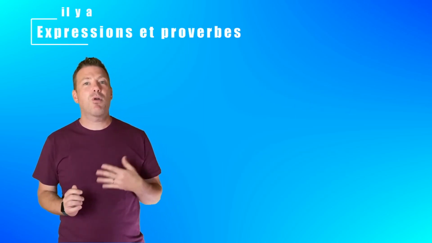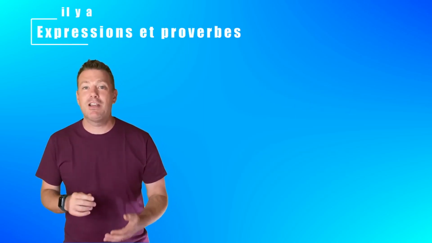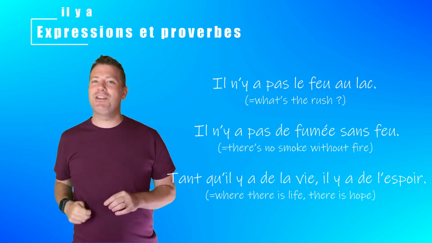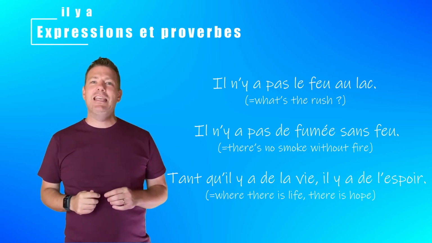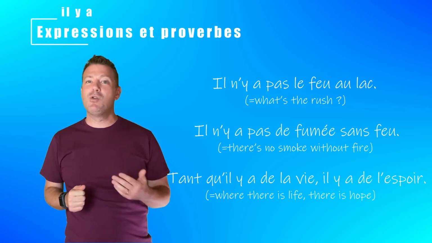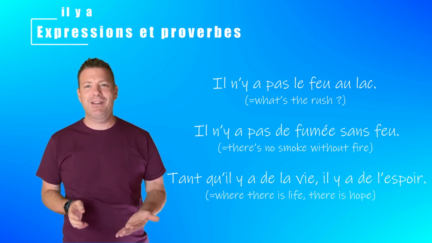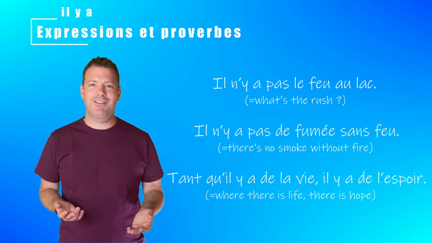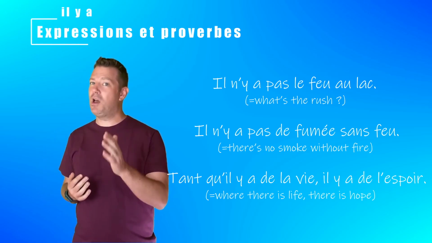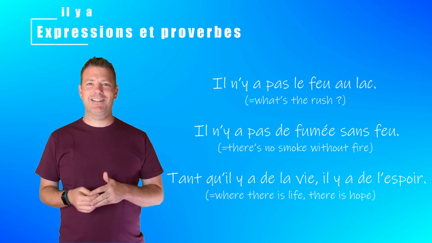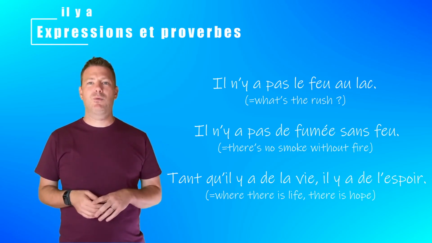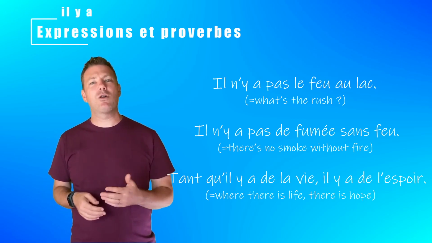Some expressions and proverbs with il y a in French. Here they are with the translations in brackets, okay? Let's cover them together. Il n'y a pas le feu au lac. So there is no fire at the lake, literally. So what's the rush, right? Il n'y a pas de fumée sans feu. You have one that is very similar, right? Tant qu'il y a de la vie, il y a de l'espoir. Where there is life, there is hope.